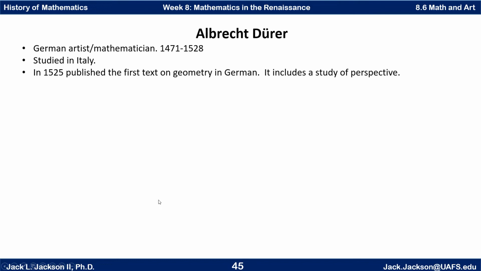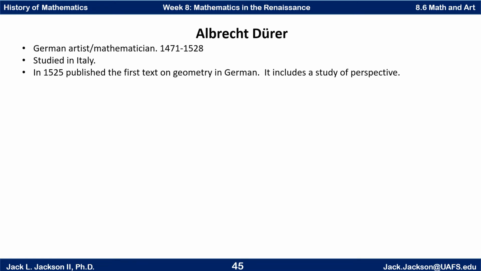Lest we think all of this was done by Italians, there are other artists and scientists and mathematicians that studied the idea of perspective. One was a German by the name of Dürer. He lived from 1471 to 1528. Certainly, this idea of perspective started with the Italian artist, and he actually studied in Italy.